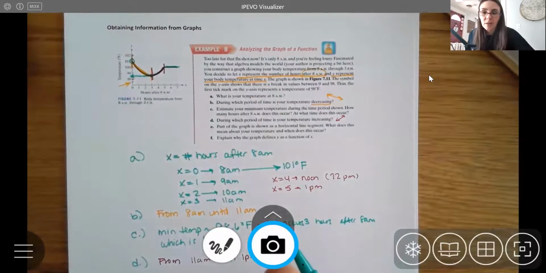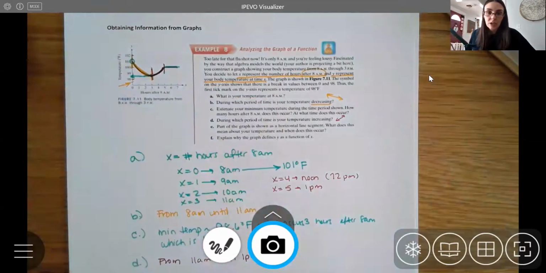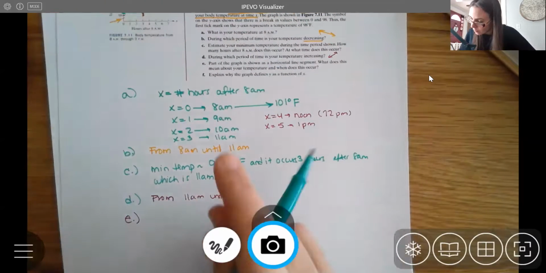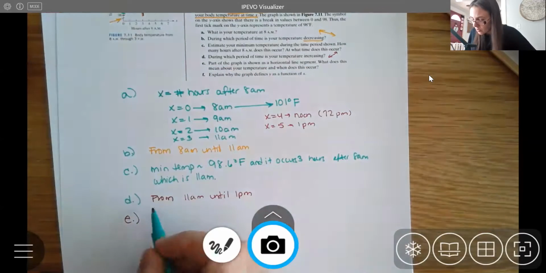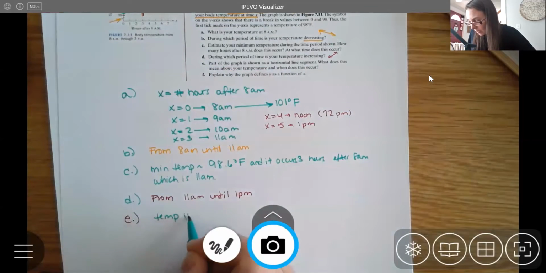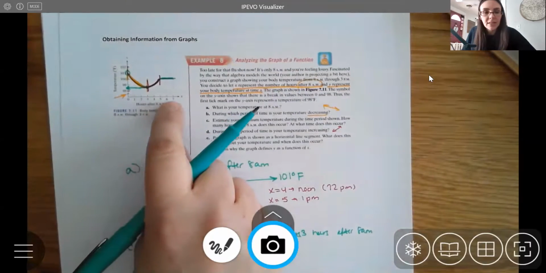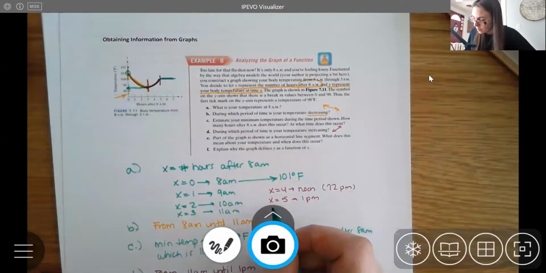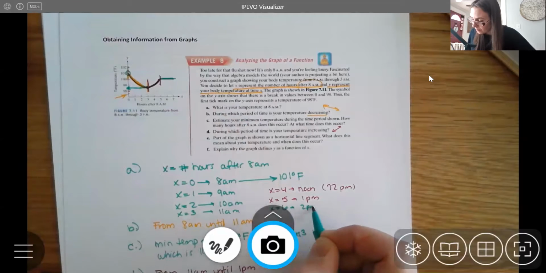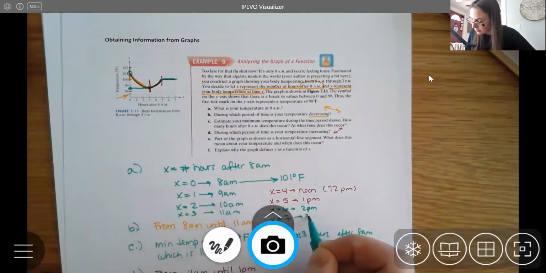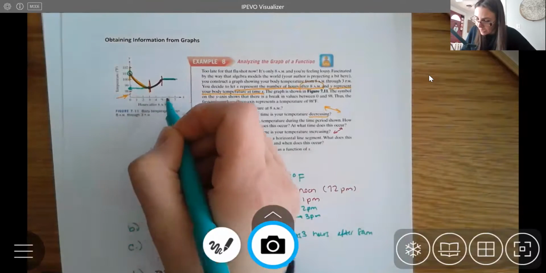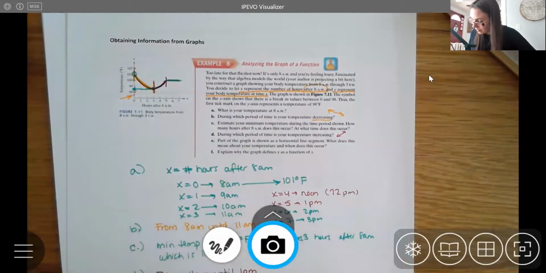So what does it mean to be horizontal? Well, it means that the Y value is not changing. So at this point, our temperature is not changing. So what does this mean about your temperature? It means our temperature is not changing. It's not going up. It's not going down. And when does this occur? Well, it occurs 5 to 7 hours after 8 a.m. So let's see, at 6, we're at 2 p.m. And at 7, we're at 3 p.m. So it occurs from the 5 to the 7. So from 1 p.m. to 3 p.m.